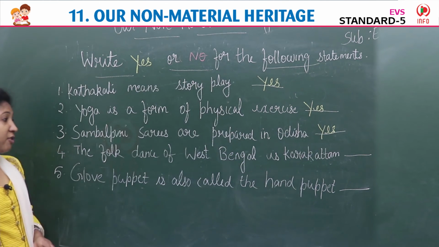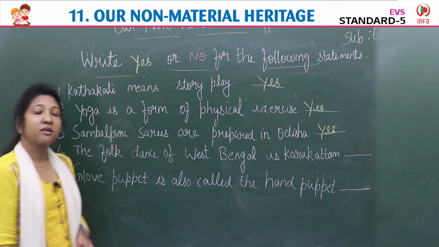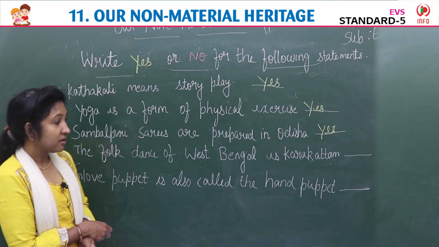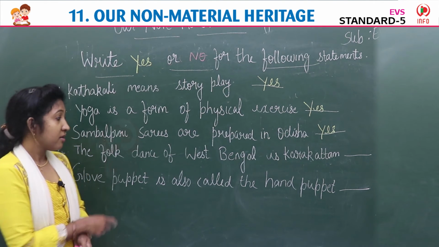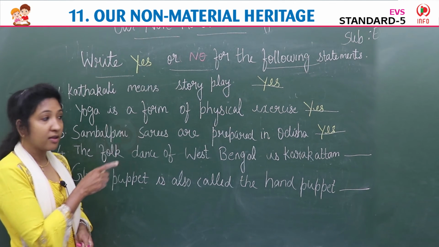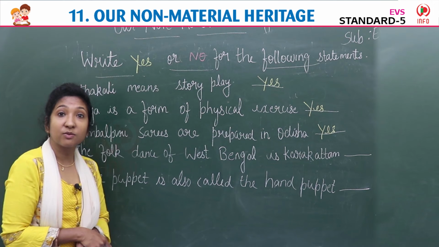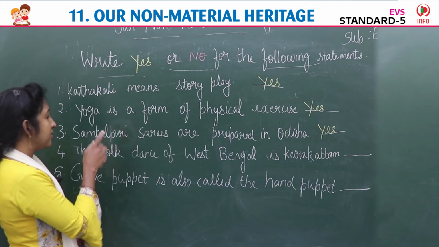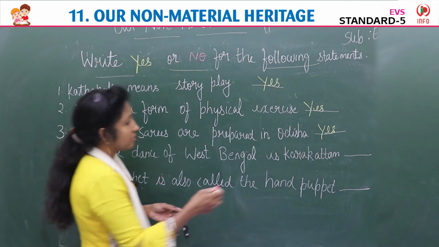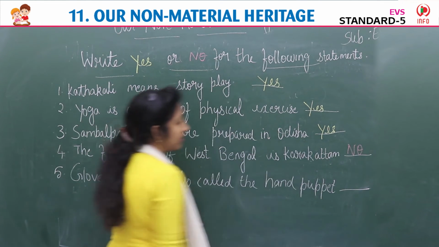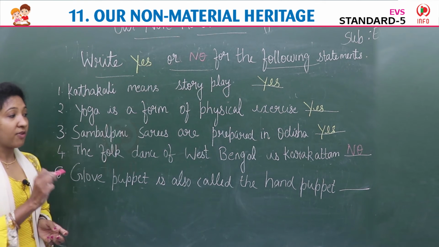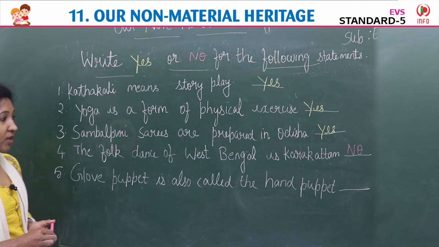What about the fourth statement? The folk dance of West Bengal is Karakatam. This folk dance of Karakatam is famous in which state? Is that state West Bengal? Yes or no? It is famous in Tamil Nadu. So the given statement is wrong. So the answer is no. Because the folk dance of West Bengal is not Karakatam. Actually this folk dance is famous in Tamil Nadu. Karakatam is a dance famous in Tamil Nadu.